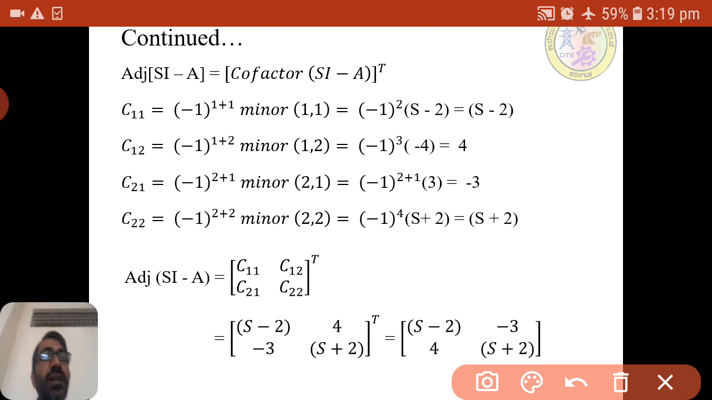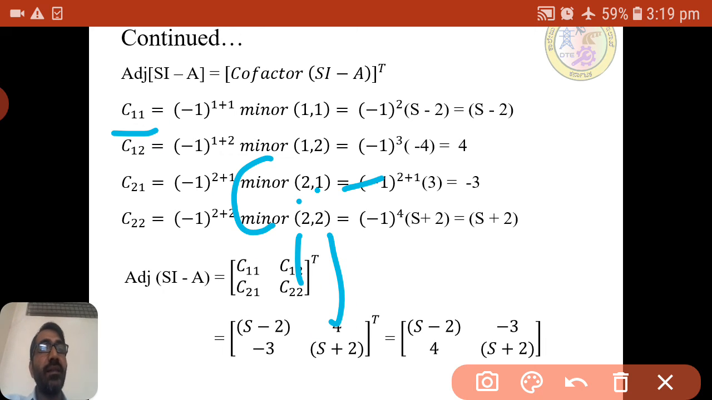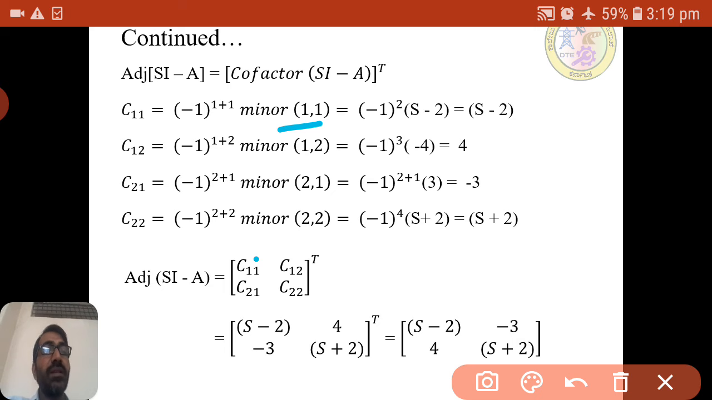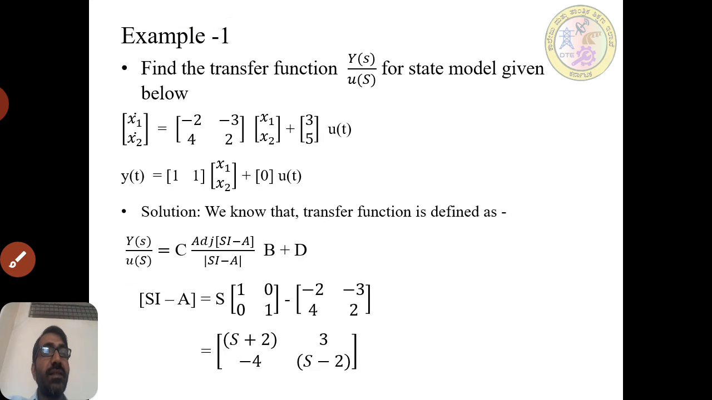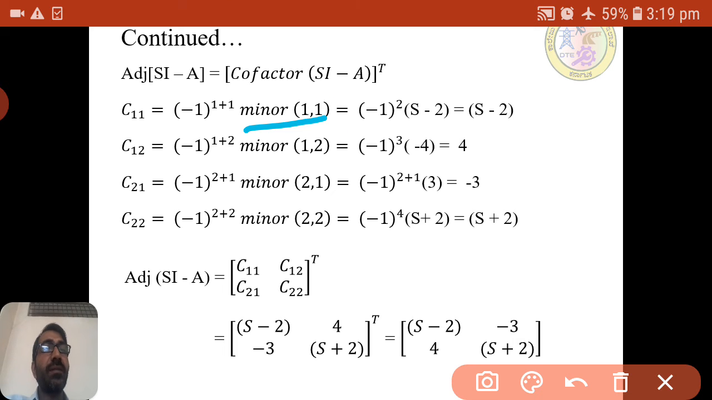So now how to calculate, again already we have seen, so adjoint of SI minus A will be given as the cofactor of the SI minus A. How to find out the cofactor? These are cofactors C11, C12, C21, C22. The formula is Cij is equal to minus 1 raised to i plus j and the minor of that term. So here we know SI minus A is this term, S plus 2, 3, minus 4, S minus 2, and here the minor of the first term is, so minus 1, 1 plus 1 is square, okay.